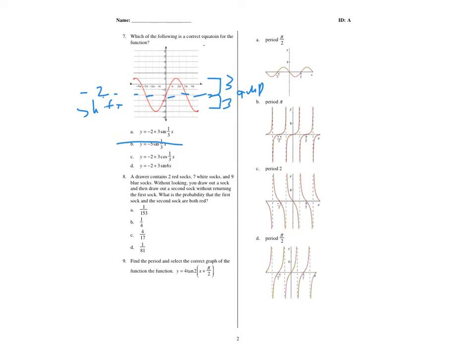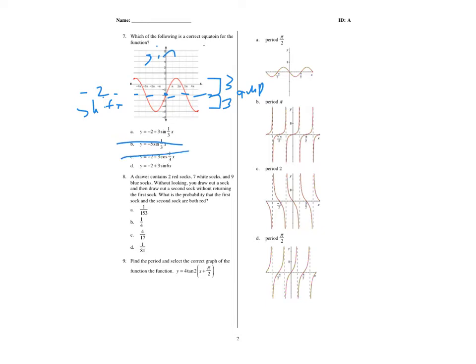And then it looks like none of these have a phase shift. So the next thing I would identify here is it looks like we're starting at the midpoint, and this would be a sine graph. Since it starts at the midpoint, it goes up and down, and it would be a positive sine graph. So I'm going to cross off the cosine graph as well.